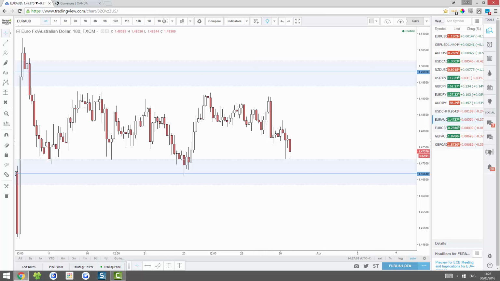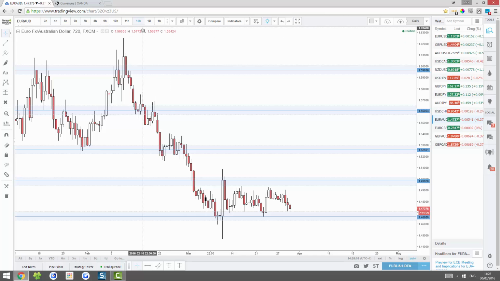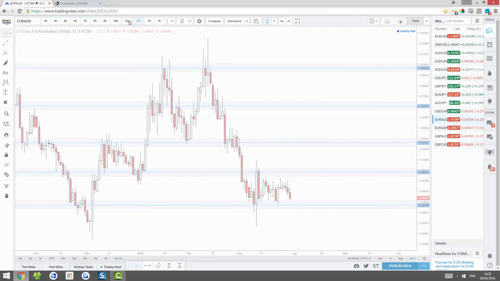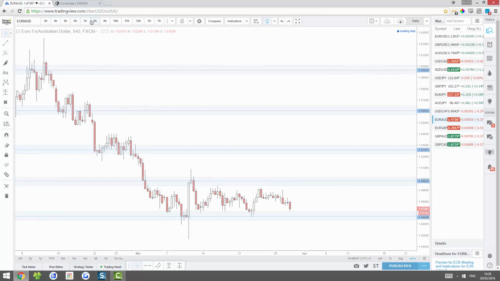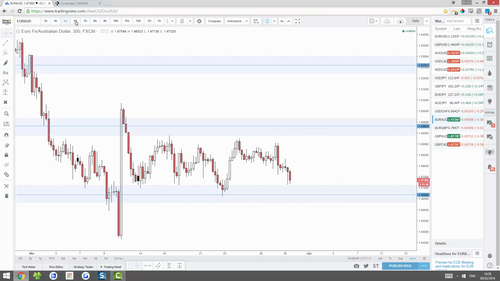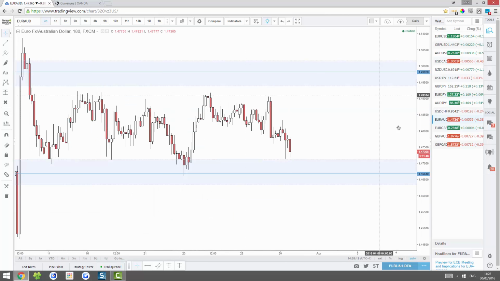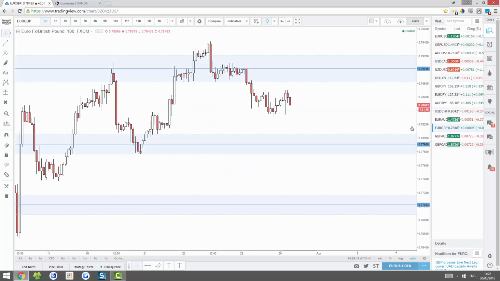Euro AED, yeah. Let's just go through Euro AED. Why not? May as well just go through all the pairs today. All the pairs I have my support resistance on anyway.